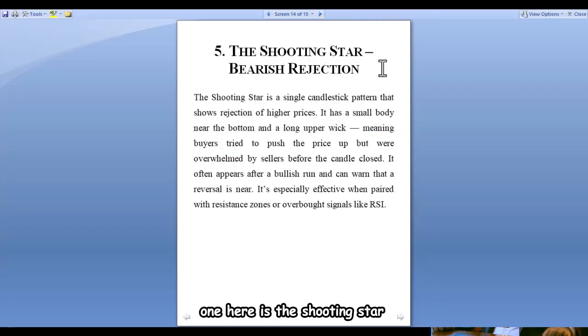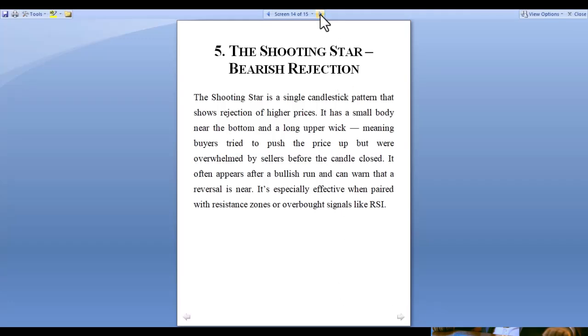The last one here is the shooting star, bearish rejection. The shooting star is a single candlestick pattern that shows rejection of higher prices. It has a small body near the bottom and a long upper wick, meaning buyers tried to push the price up but were overwhelmed by sellers before the candle closed. It often appears after a bullish run and can warn that a reversal is near. It's especially effective when paired with a resistance zone or an overbought signal like RSI.